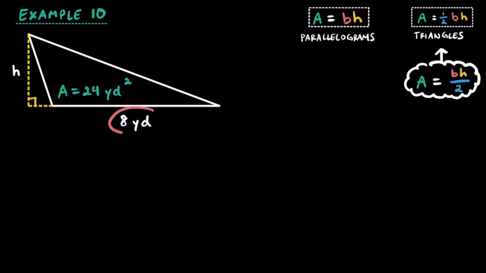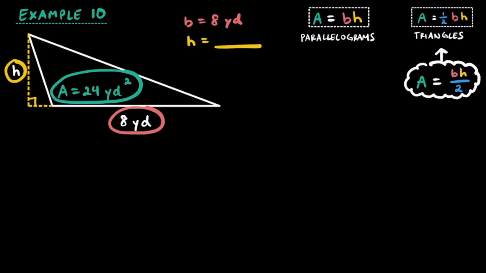Here's one final example. Let's see what kind of information that we have. So this 8 yards here, that's going to be the base. So I'll say b is equal to 8 yards. And then we have this h over here on the left side. We don't know what that is, so we'll say the height is going to be something. We'll look for that. Be something yards. And then finally, we're given the area here is 24 square yards. So we'll say that area is equal to 24 square yards. Just don't forget the little squared for the area because it's 2-dimensional, while base and height are just 1-dimensional measurements.